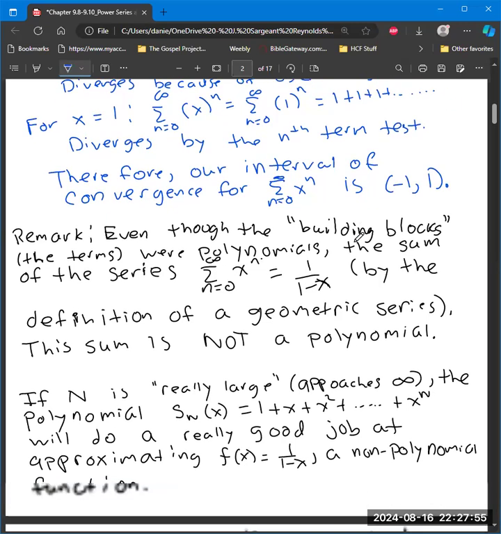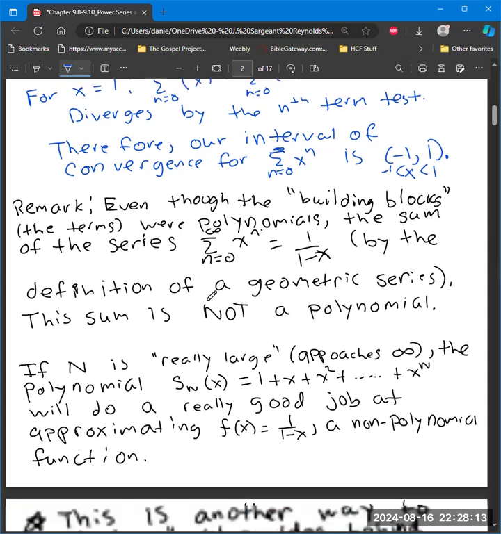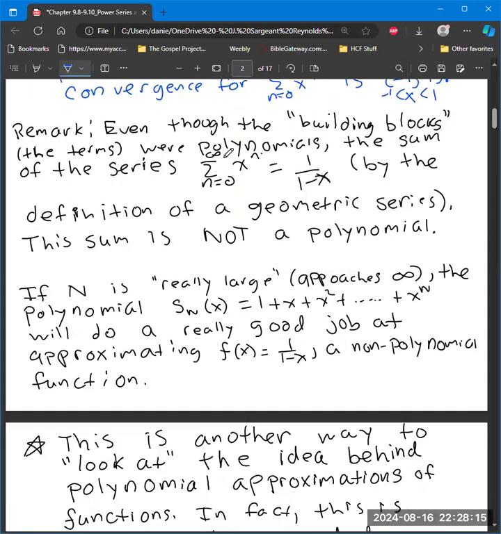Therefore, our interval of convergence for the summation from n equals 0 to infinity of x^n is -1 to 1, open interval there, or you could say x is between -1 and 1. Even though the building blocks, the terms, were polynomials in this series, the sum of the series, because of the geometric series test, is going to be equal to 1 over 1 minus x. So the sum is not a polynomial, it's a rational function.